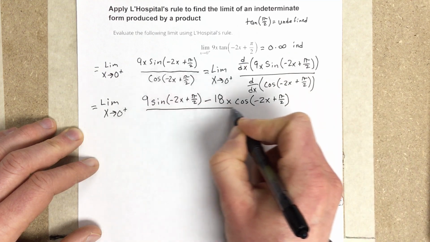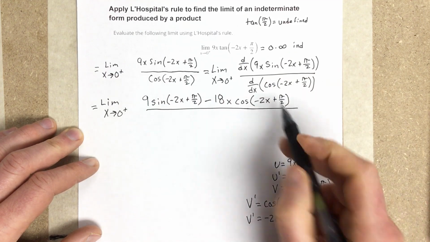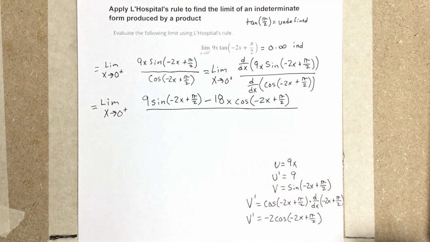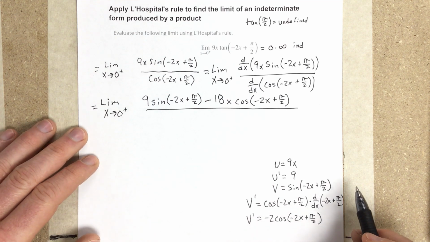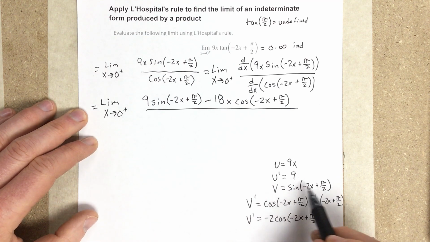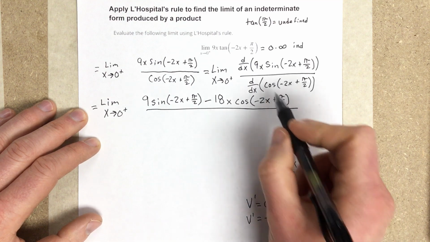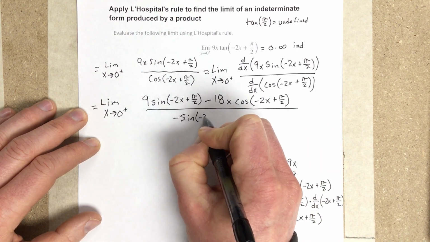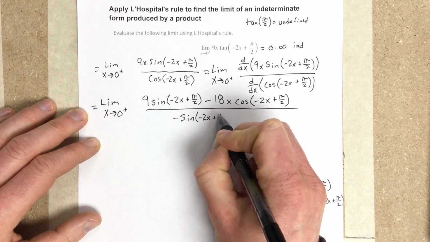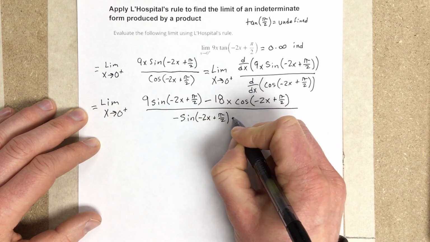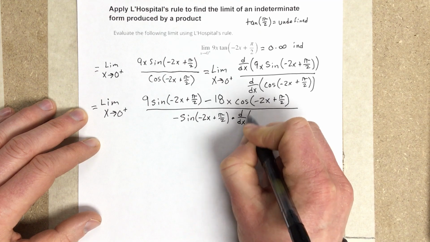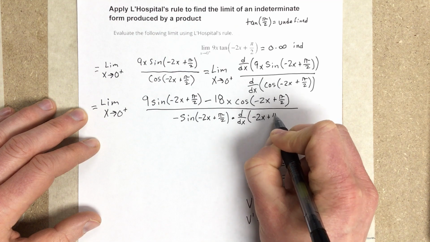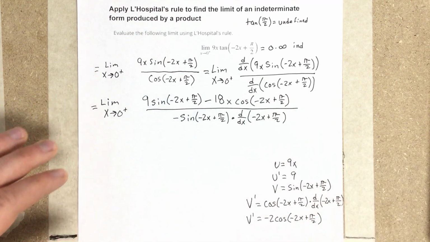And that's all going to be over the derivative of cosine of negative 2x plus pi over 2. Well, we just did that. Actually, we did not. We did the derivative of sine. So we need to do the derivative of cosine. The derivative of cosine would be negative sine of negative 2x plus pi over 2 times the derivative of the inside, which is negative 2x plus pi over 2. So chain rule on this one.